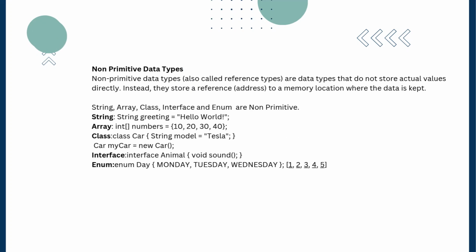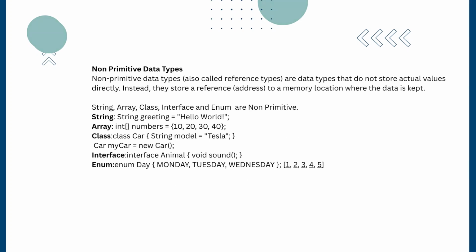Non-primitive data types are reference types that do not store the actual value directly. They store a reference to the memory location where the data is kept. String, array, class, interface, and enum are non-primitive data types.